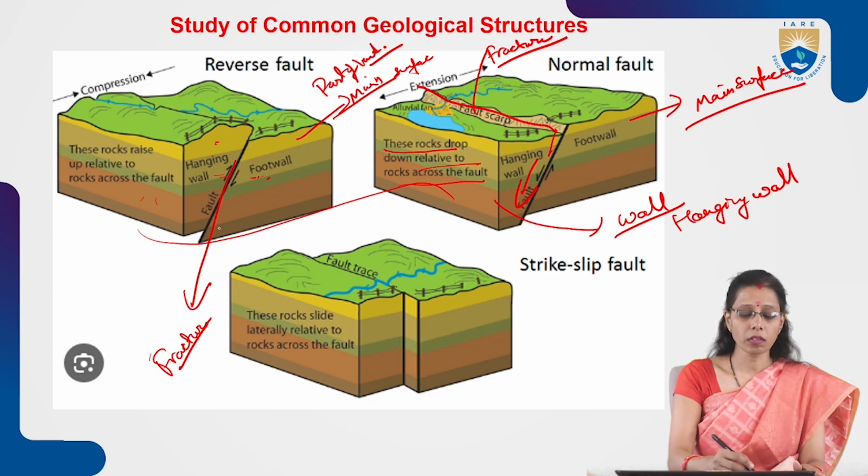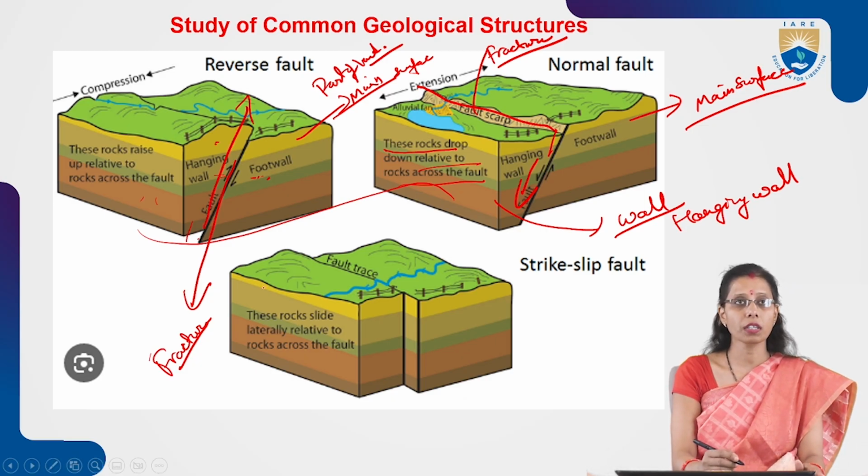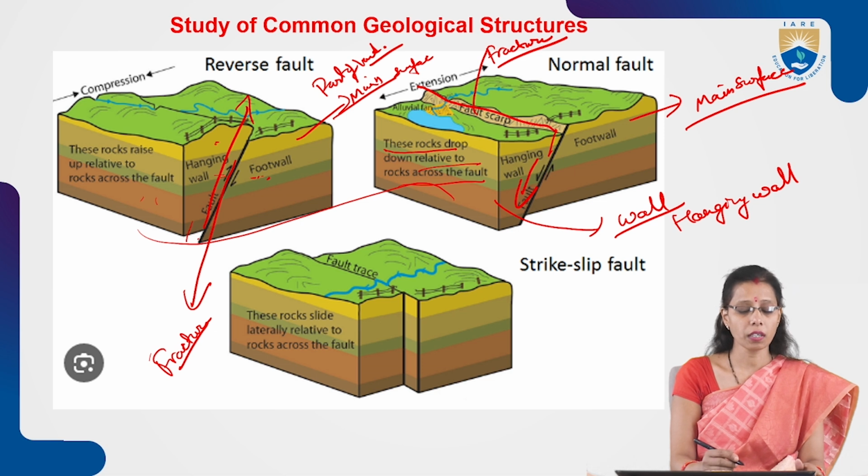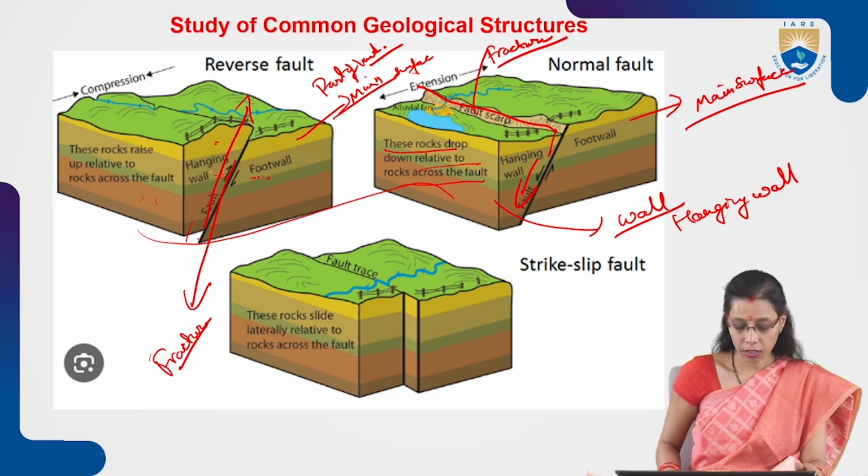Instead of moving down, it will move in the up direction. So it moves up, and that we call a reverse fault. Okay, reverse fault. These rocks are raised up relative to the rocks across the fault. So that we call a reverse fault.